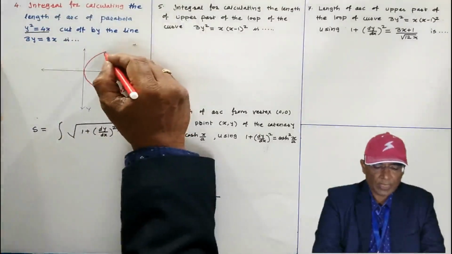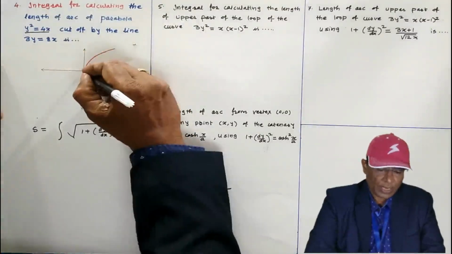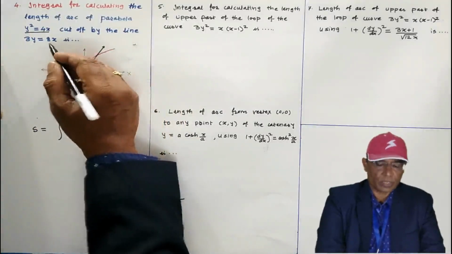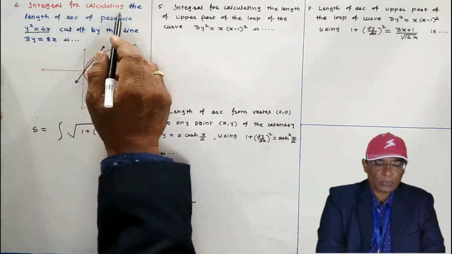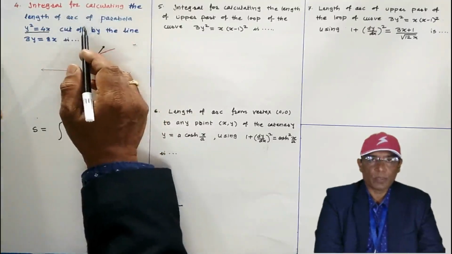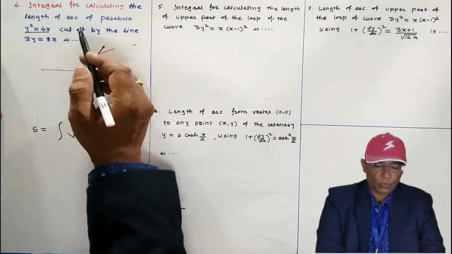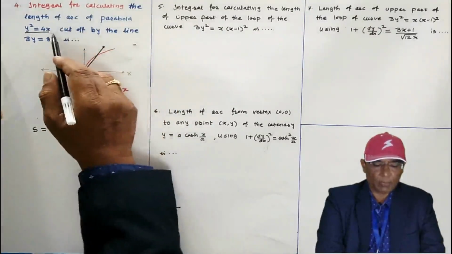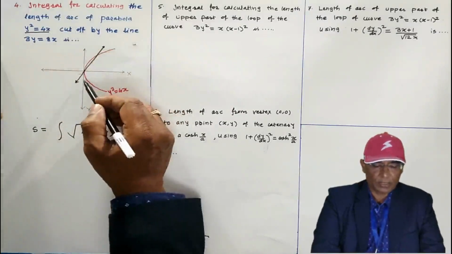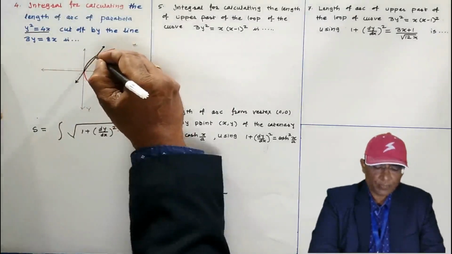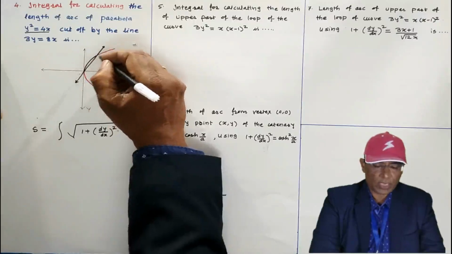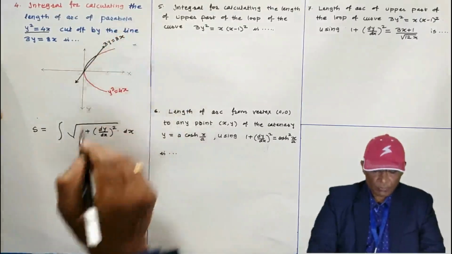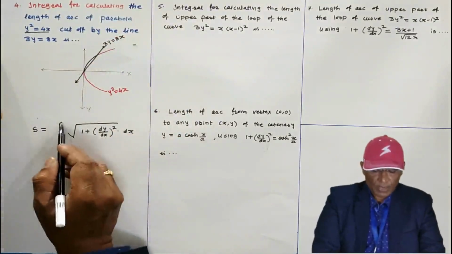And 3y is equal to 8x is a line that passes through the origin (0, 0), because there is no free constant again. We are not supposed to calculate the length of arc here, we only have to write the integral. Integral for calculating the length of arc of the parabola cut off by the line. This much part is our concern, because this much part of the parabola is cut off by the line 3y is equal to 8x.